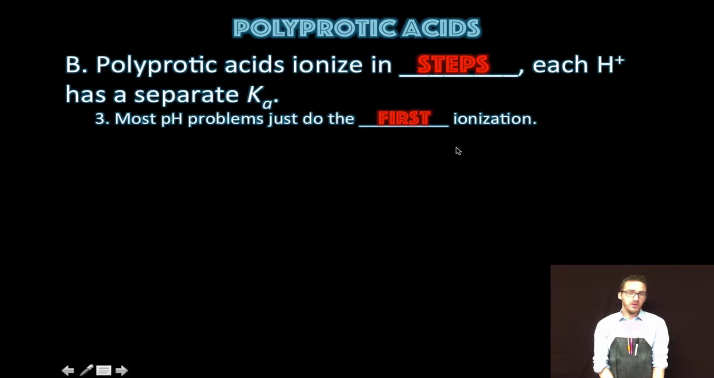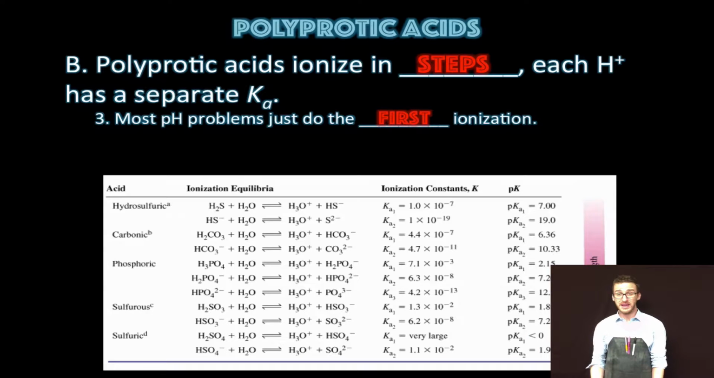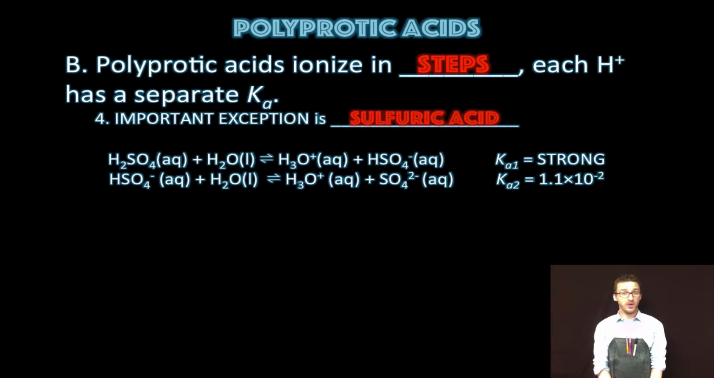Lucky for you, most pH problems just deal with the first ionization. Again, the reason being that in most cases, the difference between your initial ionization and subsequent ionizations are huge factors different from one another. However, there is one important polyprotic acid, sulfuric acid, that you need to be aware of. An important exception to this rule.